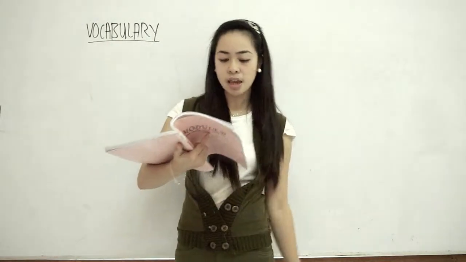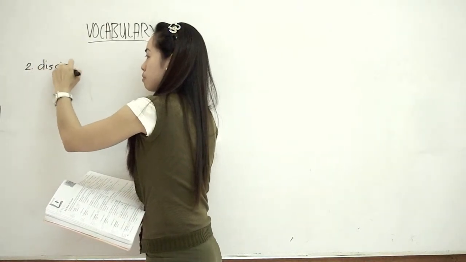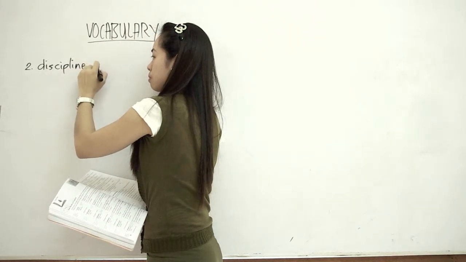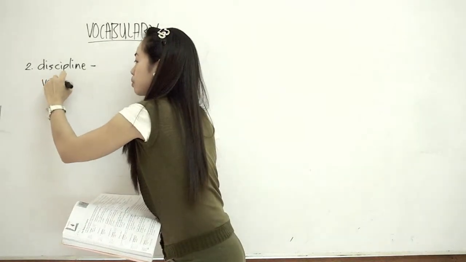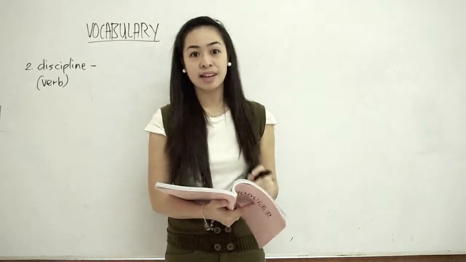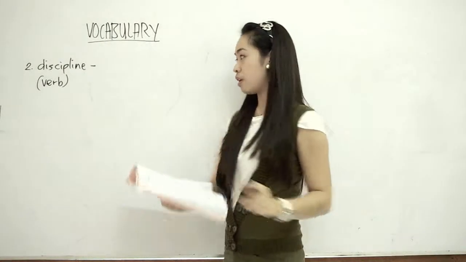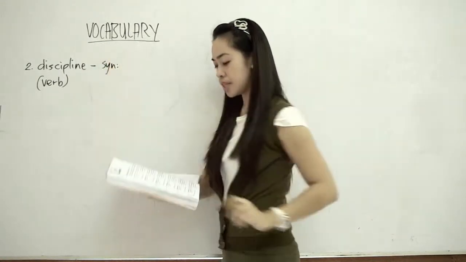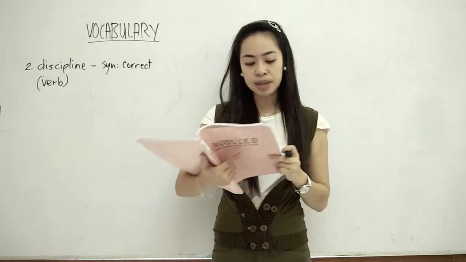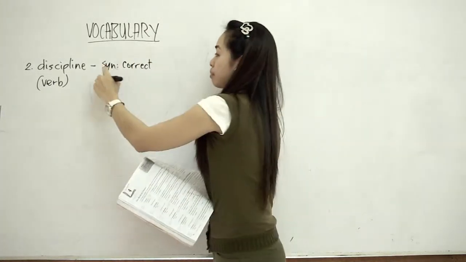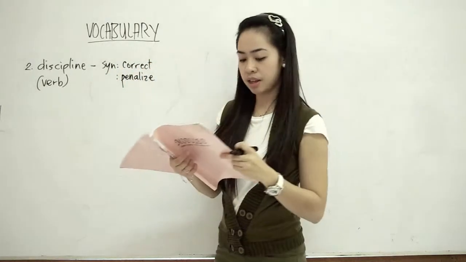Our second word is discipline. Okay, so discipline here acts as a verb. Discipline also acts as a noun. But here we will focus how we use discipline as a verb. So we have here the synonym of discipline, which is something that is correct, something that is penalized, okay, something that is injured.